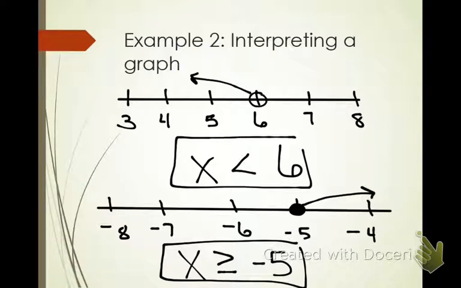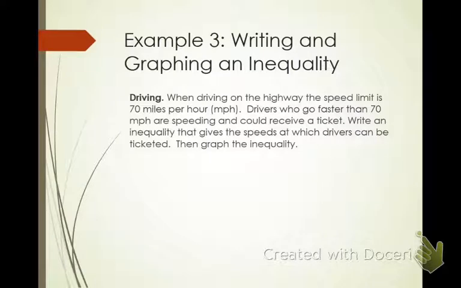All right, so just picking up where we left off yesterday, now in example 3, we are writing an inequality from a scenario. Okay, so this is the scenario it gives us. When you're driving on the highway, the speed limit is 70 miles an hour. Drivers who go faster than 70 miles an hour are speeding and could receive a ticket. Write an inequality that gives the speeds at which drivers can be ticketed.